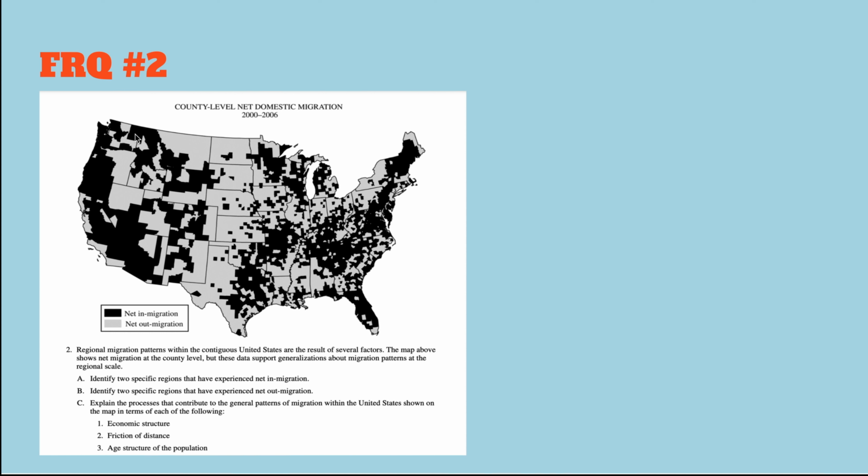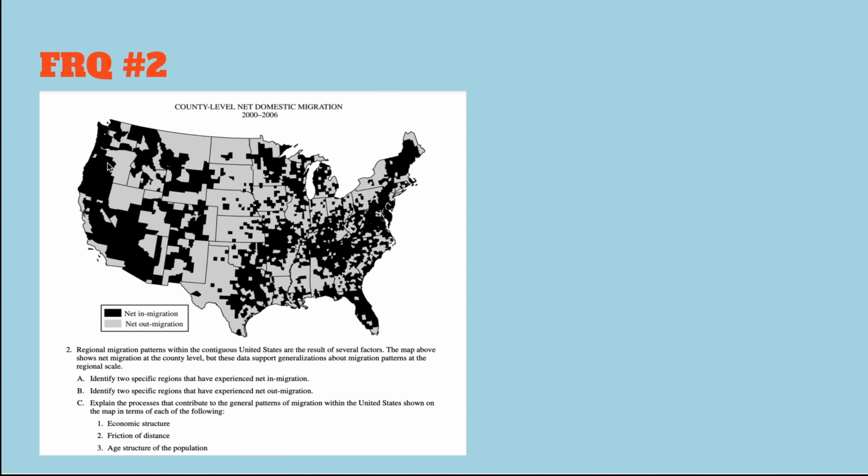And this is the map. It shows where there's a lot of migration going in, and on the lighter shade where there's a lot of migration going out. So as you would expect, a lot of major cities like LA, New York, and in Florida, a lot of the major places, Dallas, etc., have net in migration, people going in, and more of the rural areas where a lot of people don't live have a lot of net out migration, or people going out. Okay, so that's pretty much what it is. Identify two specific regions that have experienced net in migration. So you just have to know the map of the United States.